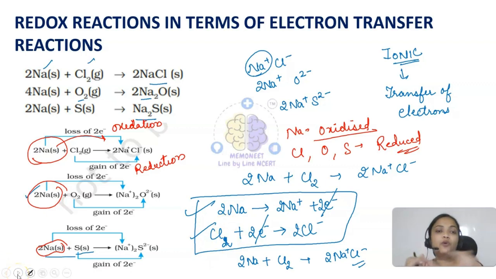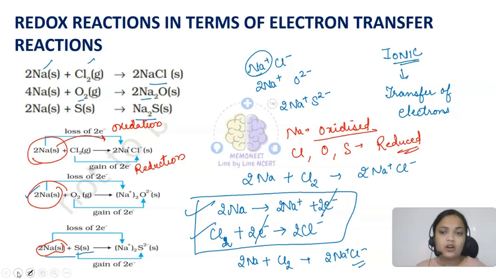Now I hope you are clear with the meaning of oxidation and reduction. Now there are two terms that we have, oxidizing agent and reducing agent. So agent matlab oxidizing agent means the one that is helping in oxidation of another substance. And similarly, reducing agent is the one which is helping in the reduction of another substance.